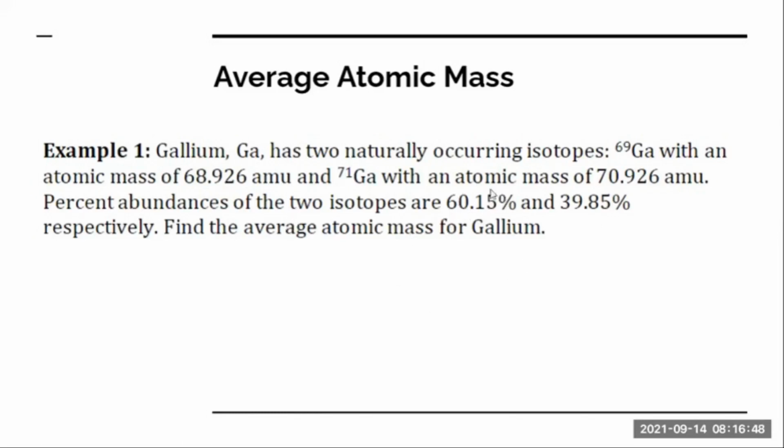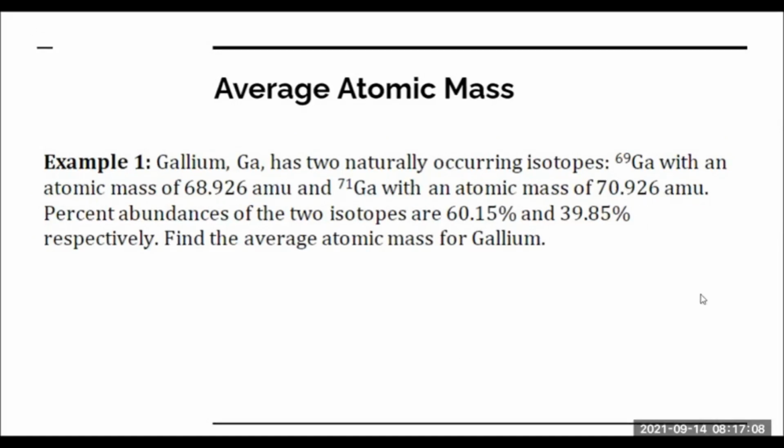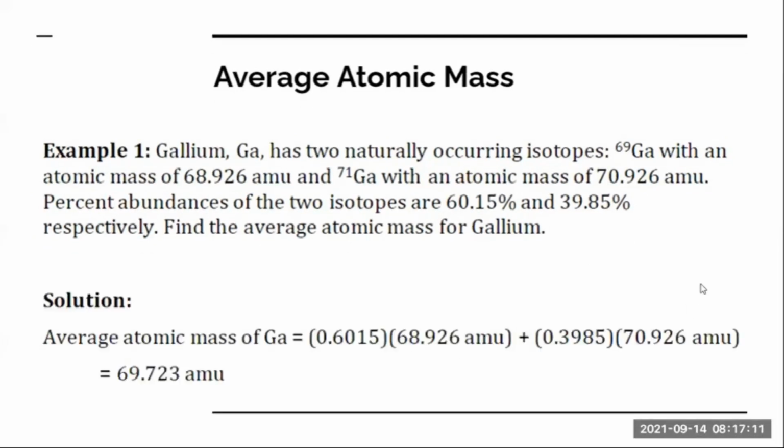Okay, so 60.15% of naturally occurring gallium is gallium-69 with 68.926 atomic mass units, and 39.85% is gallium-71 with 70.926 atomic mass units. For the solution, like the other example earlier, we take 60.15% times 68.926 atomic mass units, plus 39.85% times 70.926 atomic mass units.